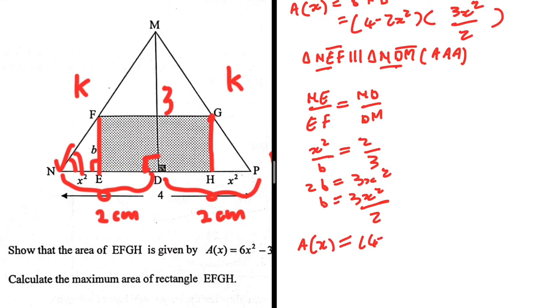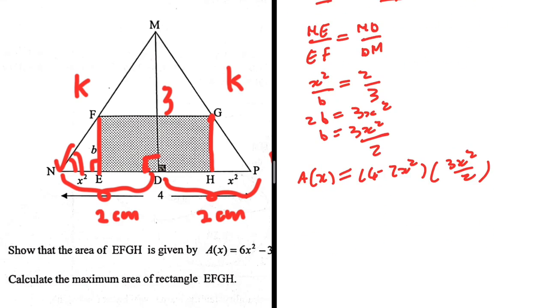4 minus 2x squared multiplied by 3x squared divided by 2. Right. So A of x will be equal to 4 multiplied by 3 over 2. So that is 4 multiplied by 3, which is 12. I'm already doing the calculation in my head. And then divided by 2 should be 6.